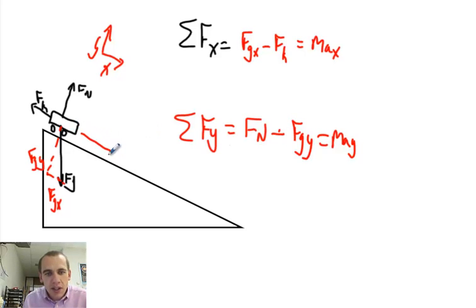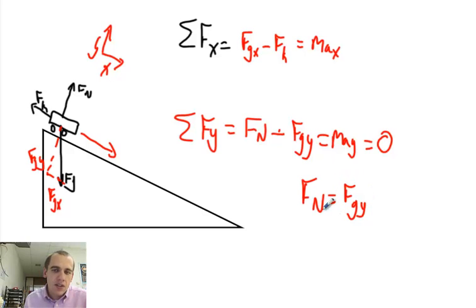And now there's one more benefit to this. This thing's going to accelerate down the track. It's not going to jump up off of that, and it's not going to fall through it. So that means the acceleration in y is 0. So now I know my normal force is just equal and opposite to my y component of gravity. I can solve this a lot faster now because I rotated my frame of reference to be parallel to the direction of the acceleration.